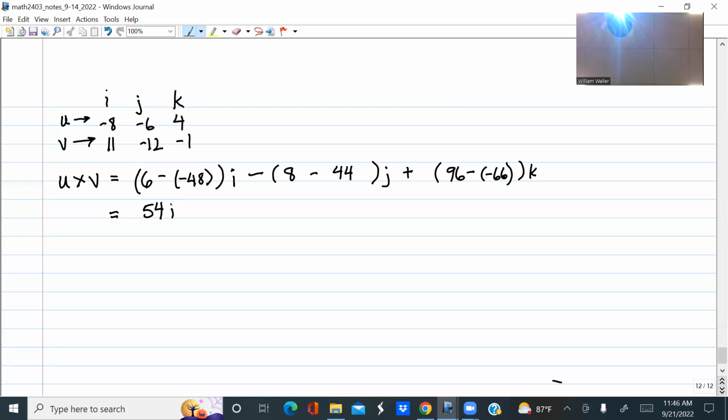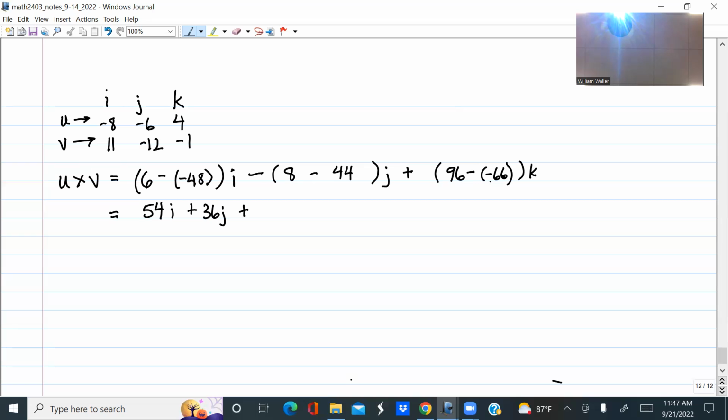So you have 54i, and then what's this? Inside the parentheses is -36, but you have this minus sign in front. So that becomes positive 36j. And then what do we have here? This big coefficient on k. It is going to be positive, right? What's 96 plus 66?